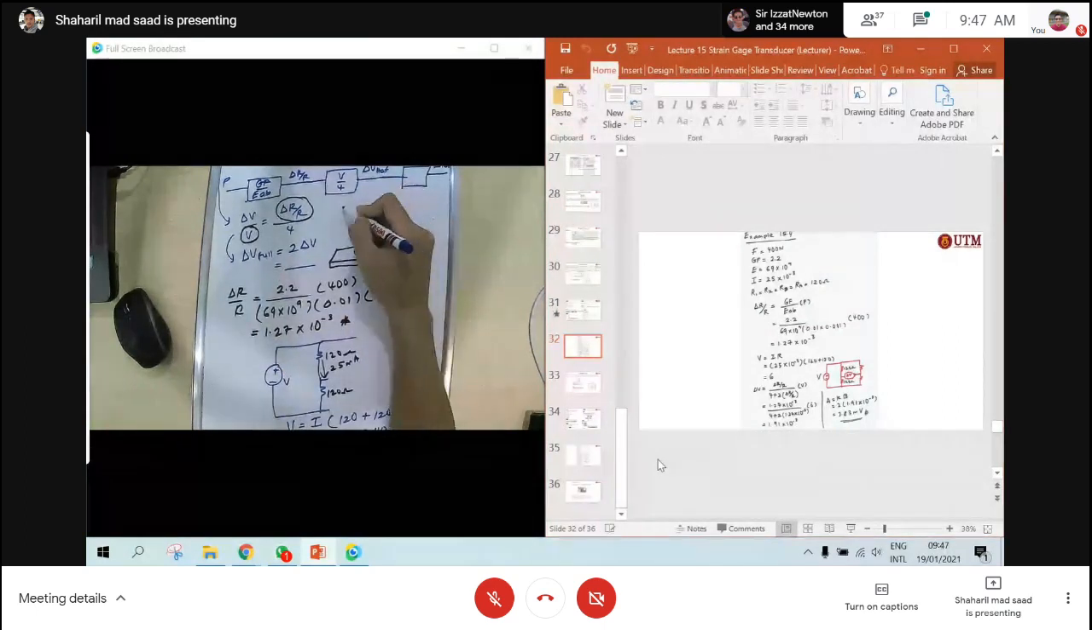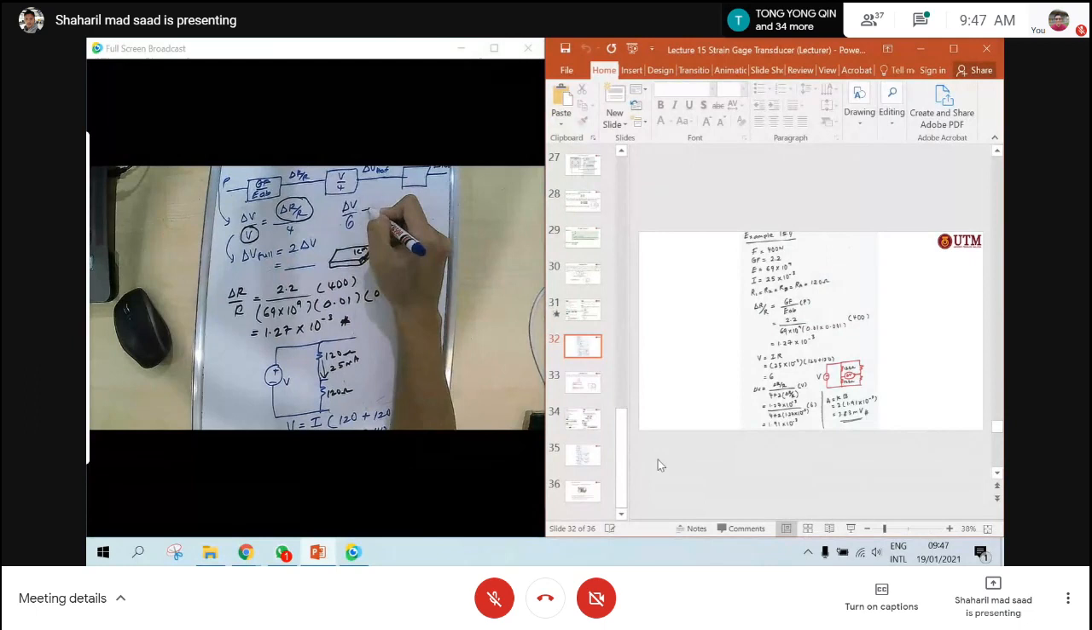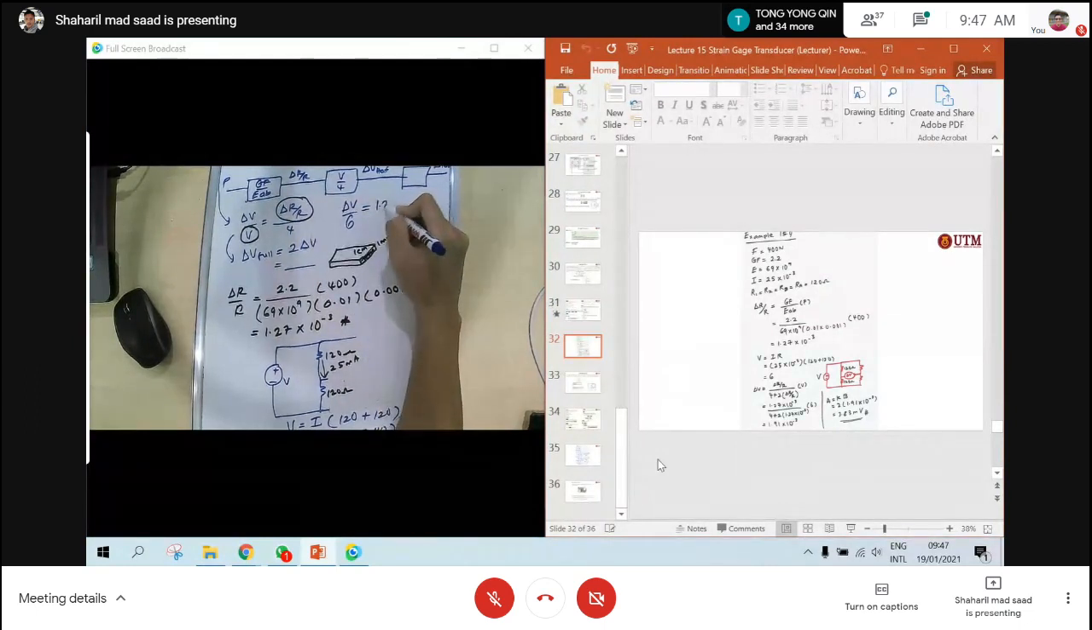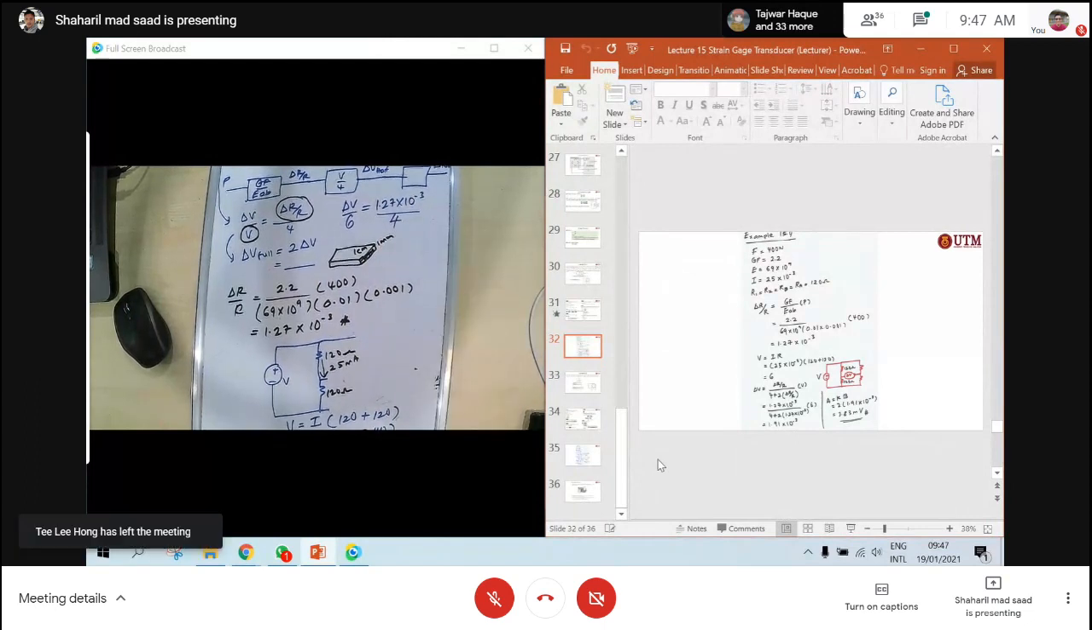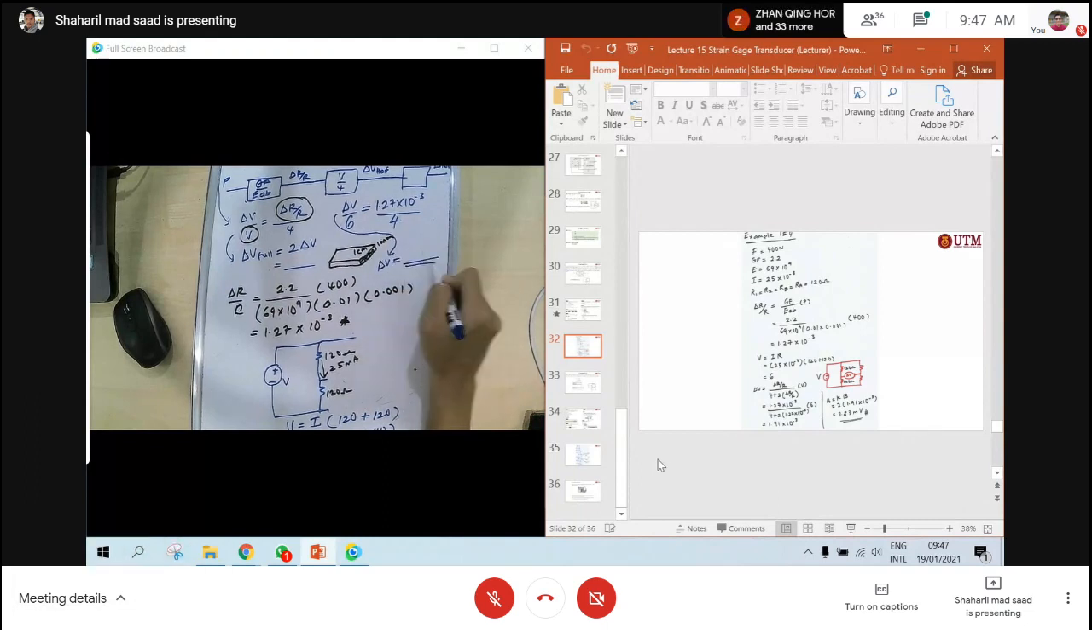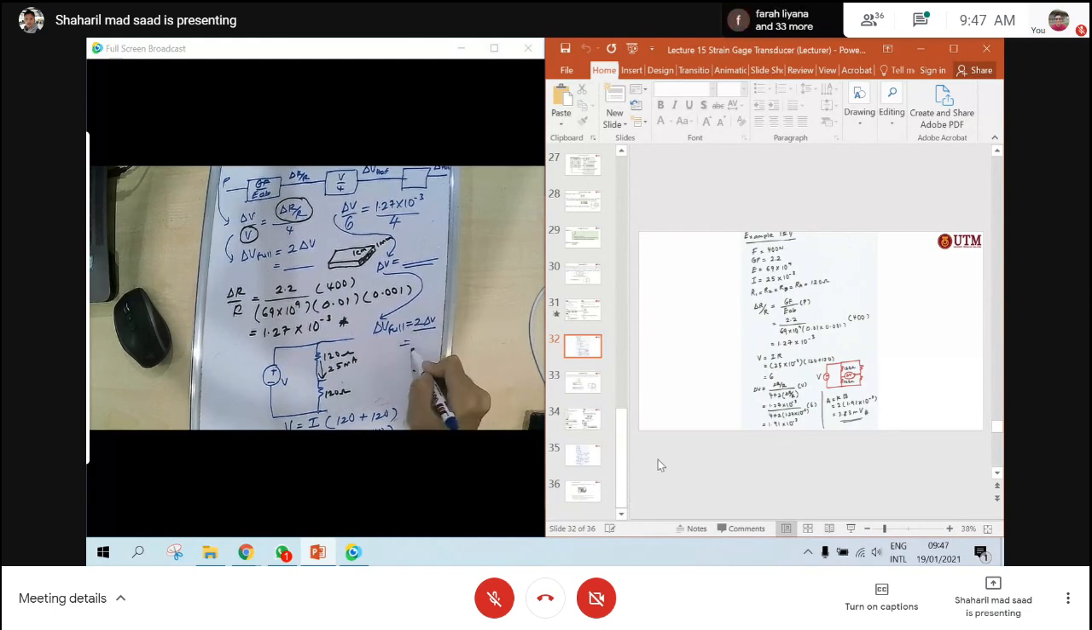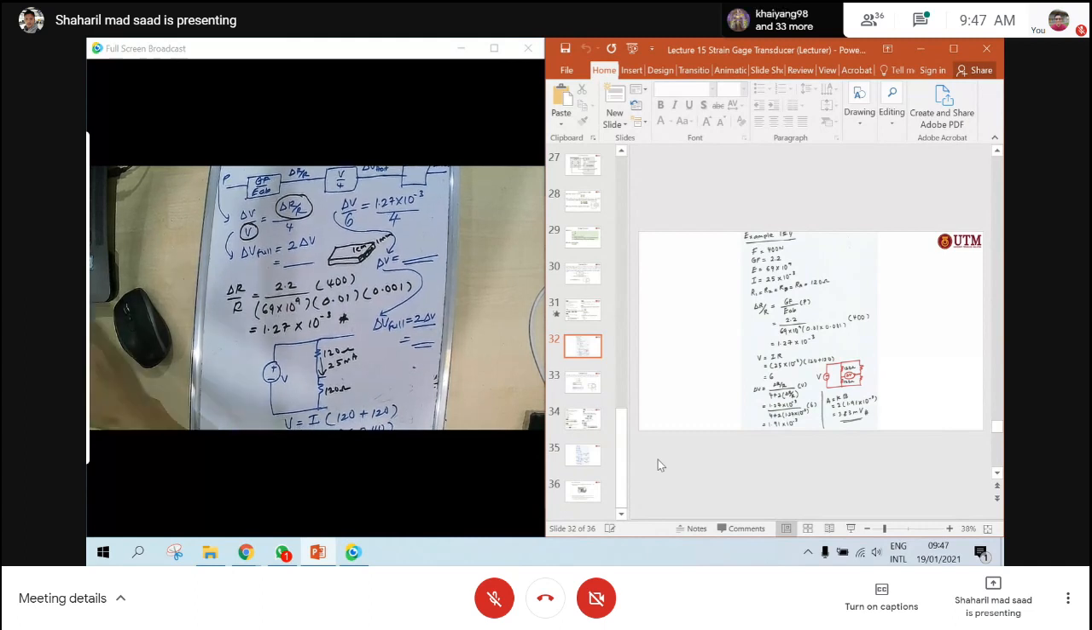Okay. Now you can get delta V over 6 equal to delta R over R, which is 1.27 times 10 to the power of minus 3, divided by 4. Then from this one, you can get delta V. Then from this one, you can get the delta V full. That means just 2 times delta V. Then you can get the answer. Okay, so it's already there. It's already on the slide. I think you can look at that carefully.